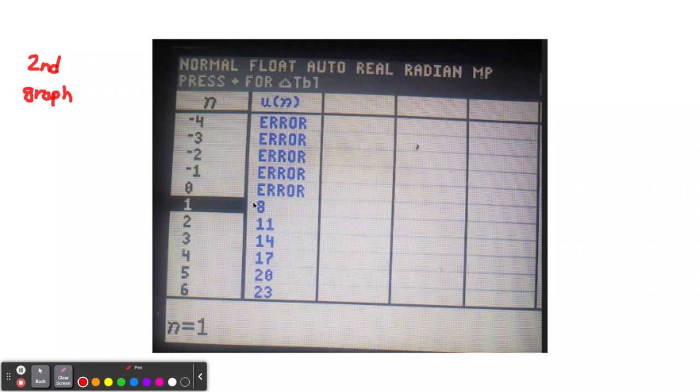So you can see right here, the first term, a1, is 8. The second term is 11. Third term is 14, and so on, right? You get all these terms, and you can keep scrolling to find what term you're looking for. So that's when you want to do recursive. So let's try another one.